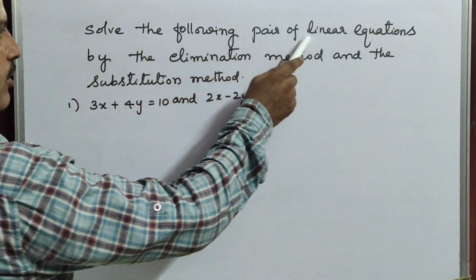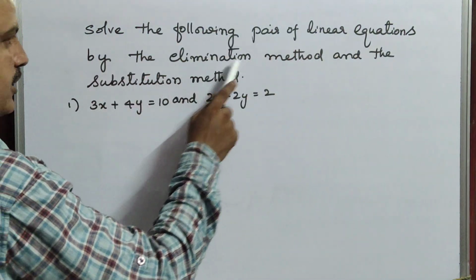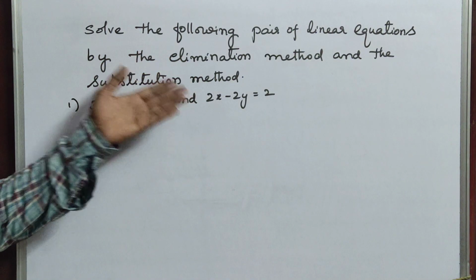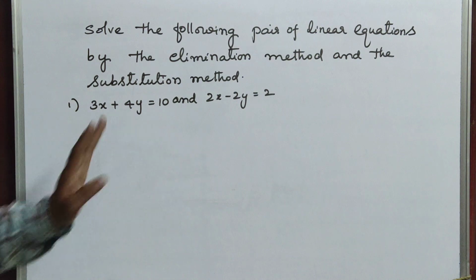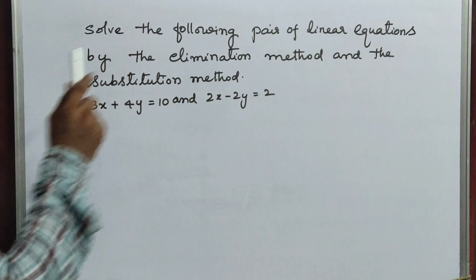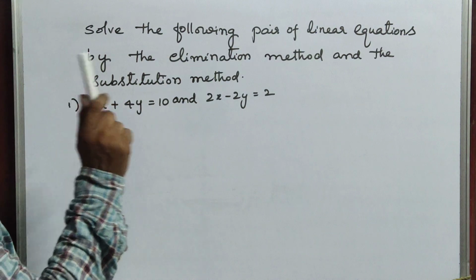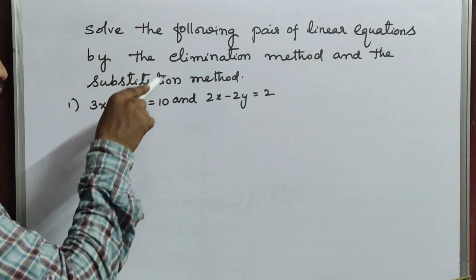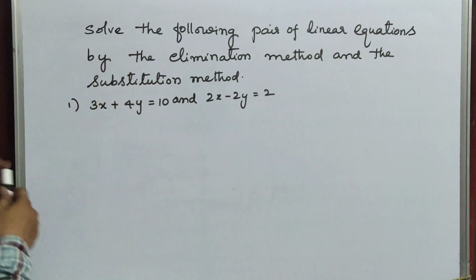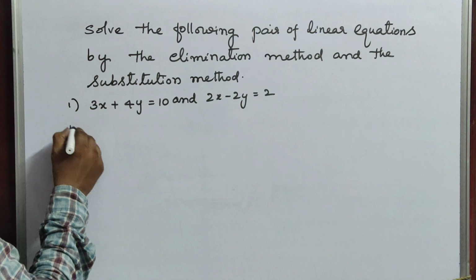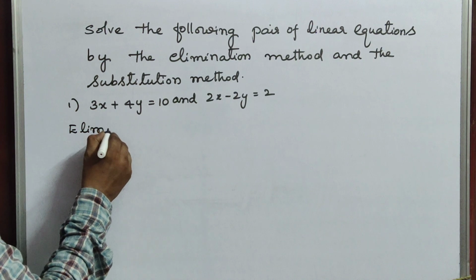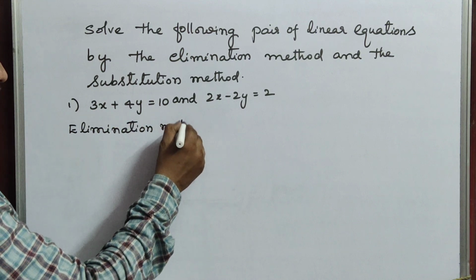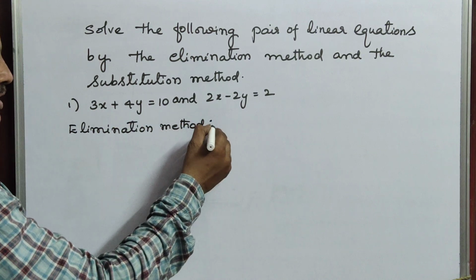Solve the following pair of linear equations by the elimination method and the substitution method. That means here both methods are asked for one question. First he asked the elimination method. See, that should be noted very carefully. We learned substitution method first, but according to the question here, elimination method comes first. So first write the heading: elimination method.